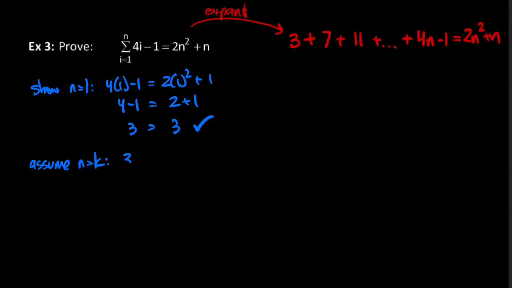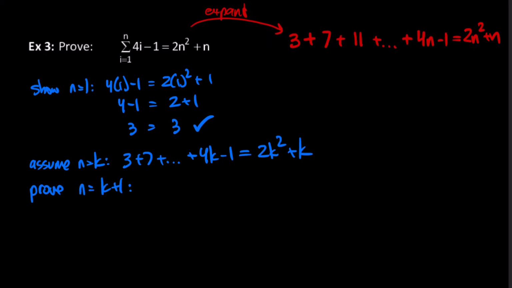That's going to be 3 plus 7 plus dot, dot, dot, plus 4k minus 1 equals 2k squared plus k. The next is your prove. Prove n equals k plus 1. Again, this is where it's critical. I cannot emphasize this enough. You must include this here.